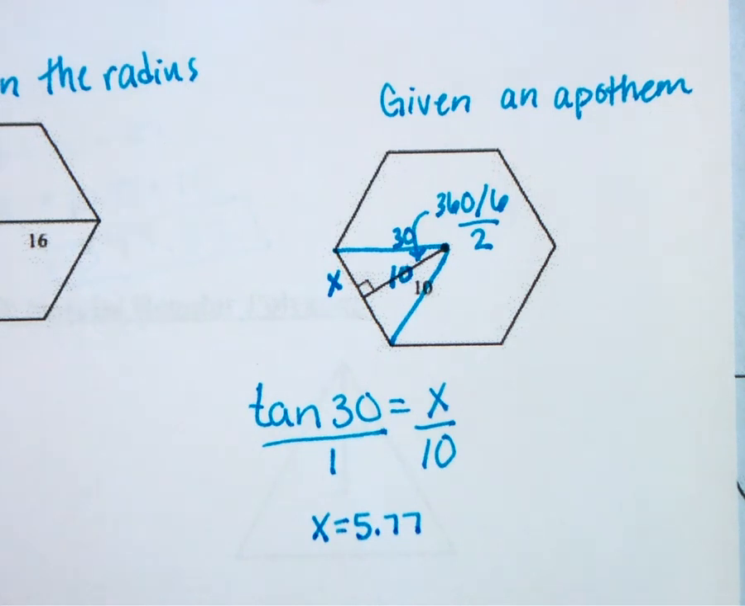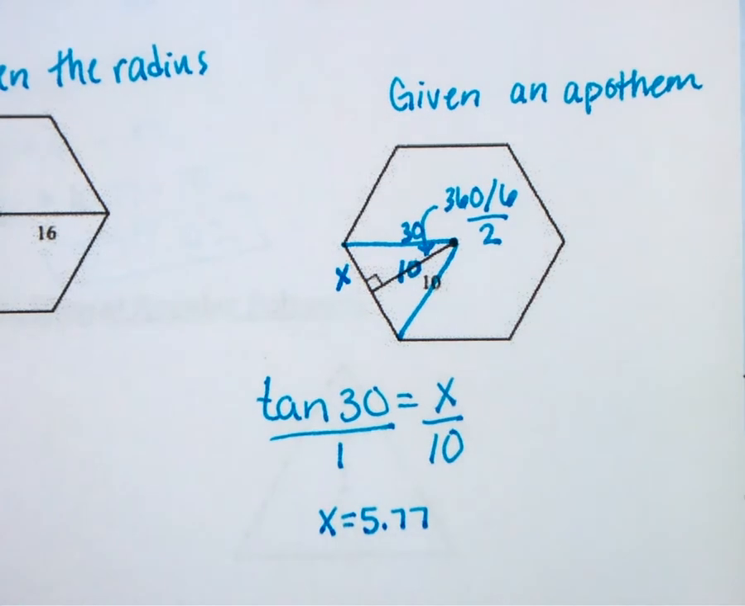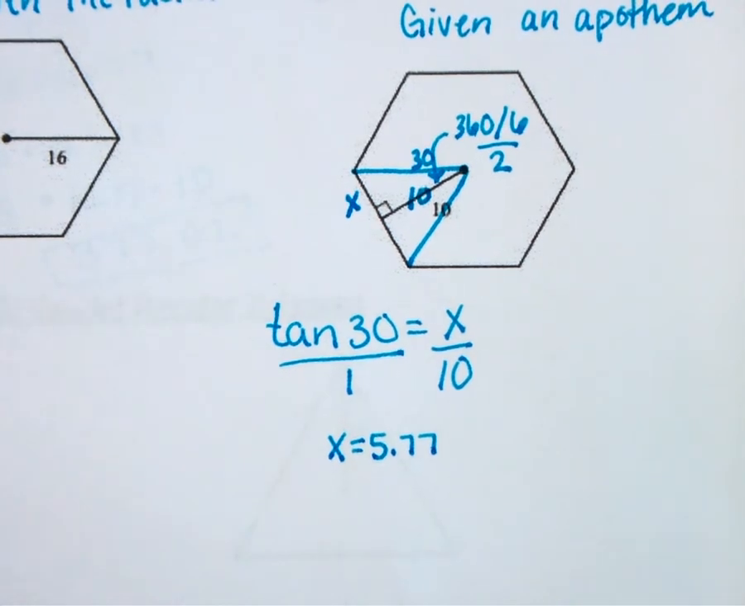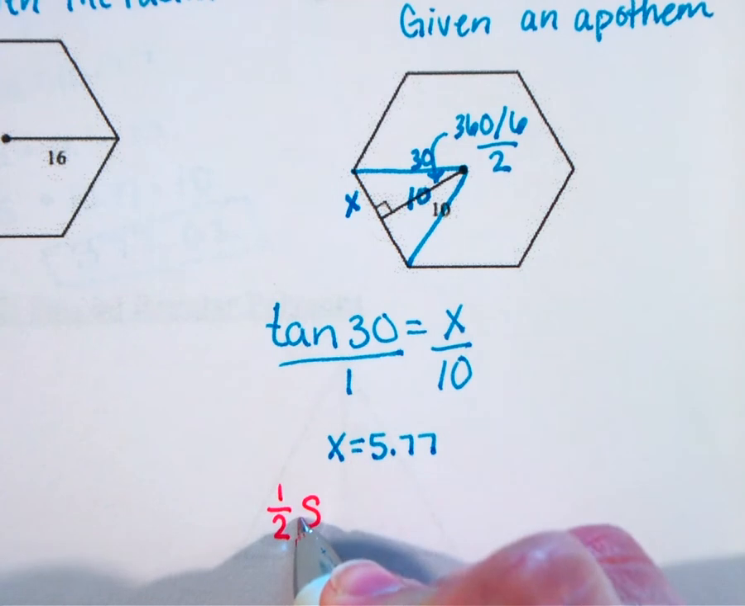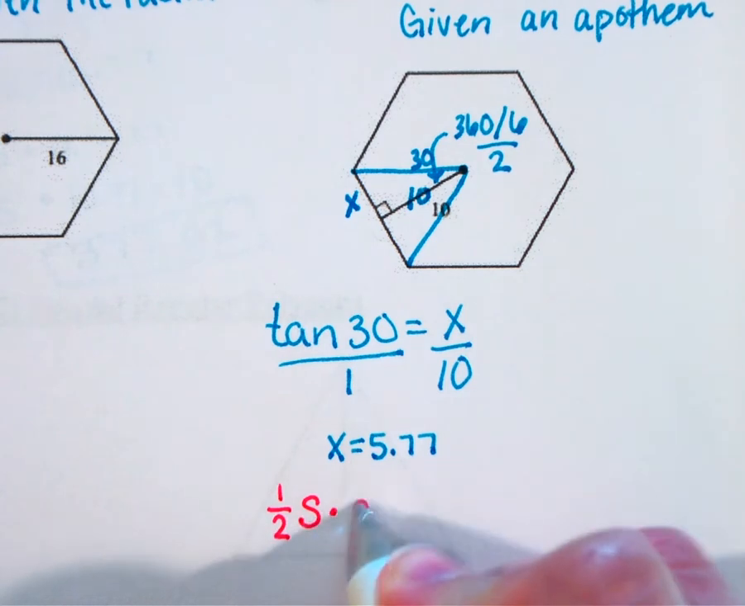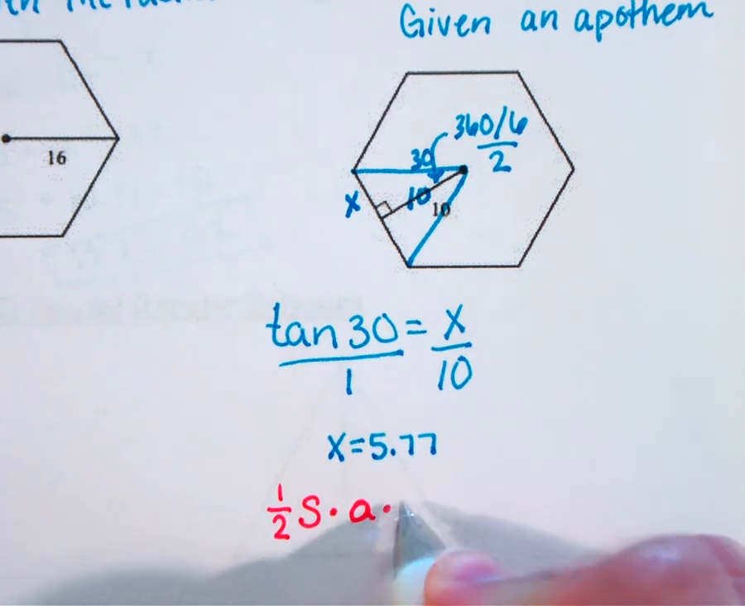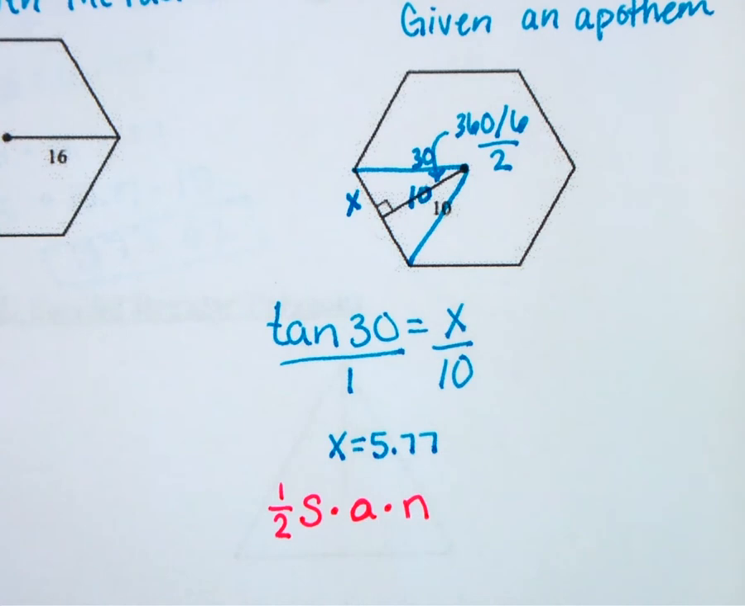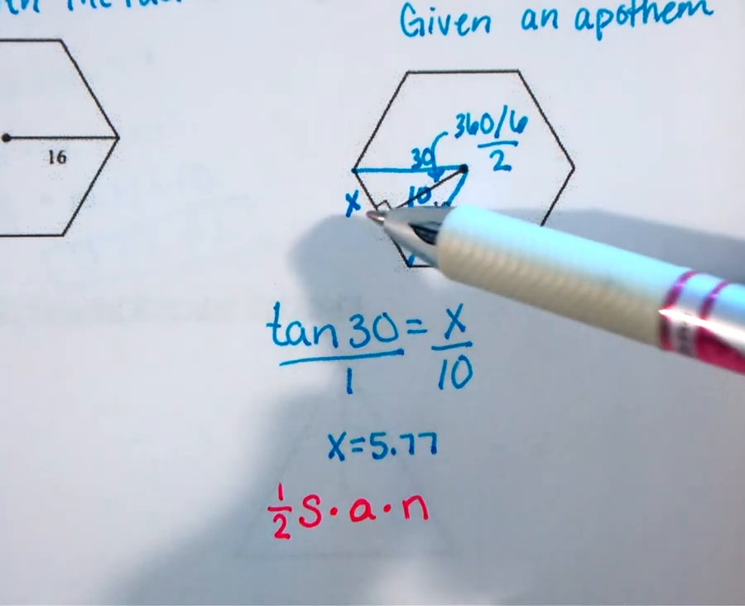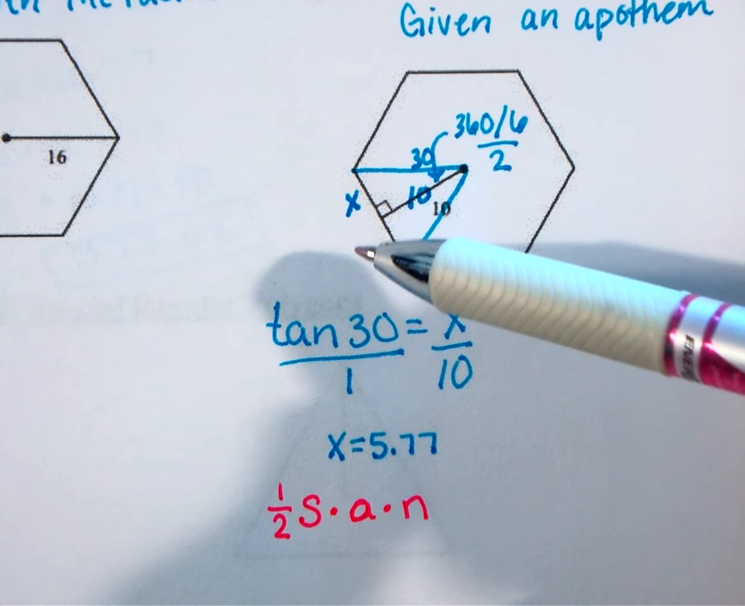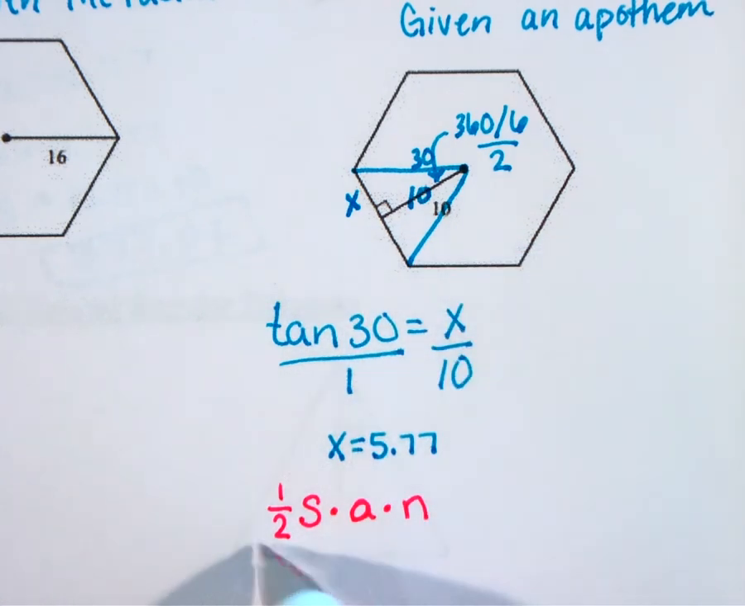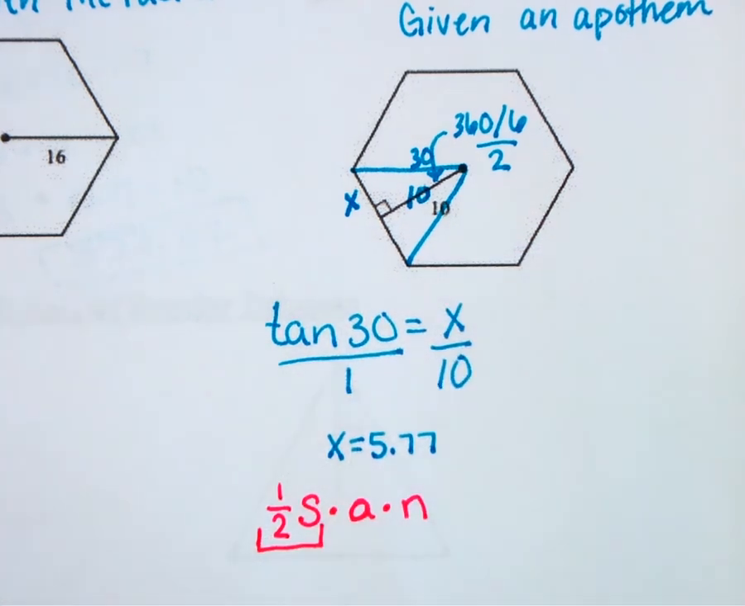Okay, so now we go back to the formula that we were using on 11.3 day 1, which is half of the side length times the apothem times the number of sides. Okay, half the side length is this number that you just got. So that 5.77 is half of your side length.